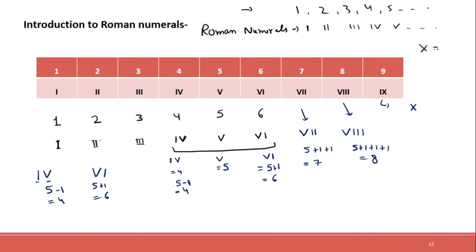For 9, this X is nothing but a 10. V is the symbol for 5 and X is the symbol for 10. So if a 1 is written on the left of 10, what will it become? That means 10 minus 1, it is 9. After that, for 10, we just write X. I hope you got this. I know you must be enjoying this because it is really interesting, right?